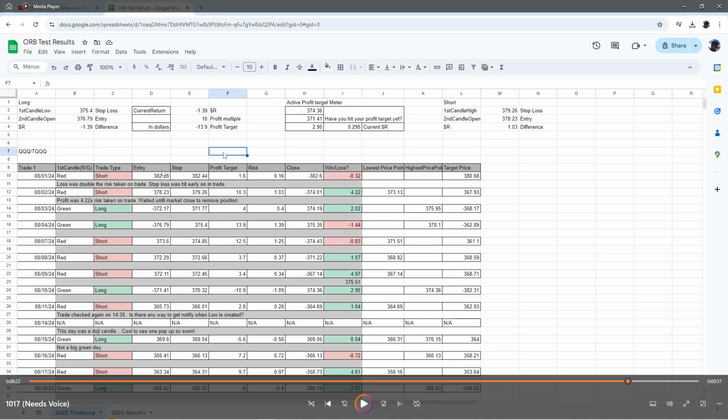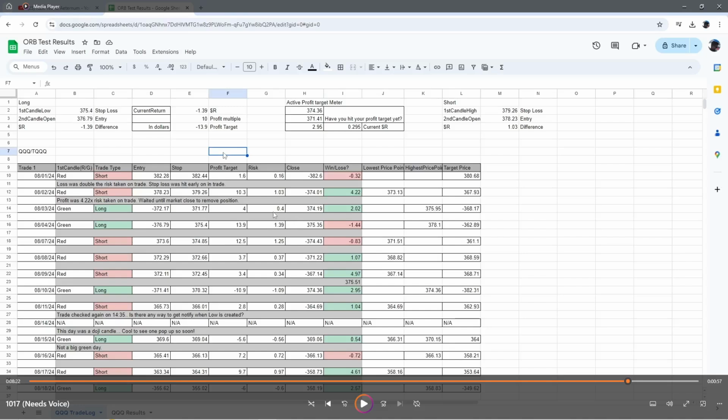I can probably add some notes. But the entry is going to be the low of my first candle. Confusing myself. We have the entry as the open of the second candle, and then we have the stop as the low of the first candle. Boom. Easy enough, right? Once it's explained correctly, I guess.